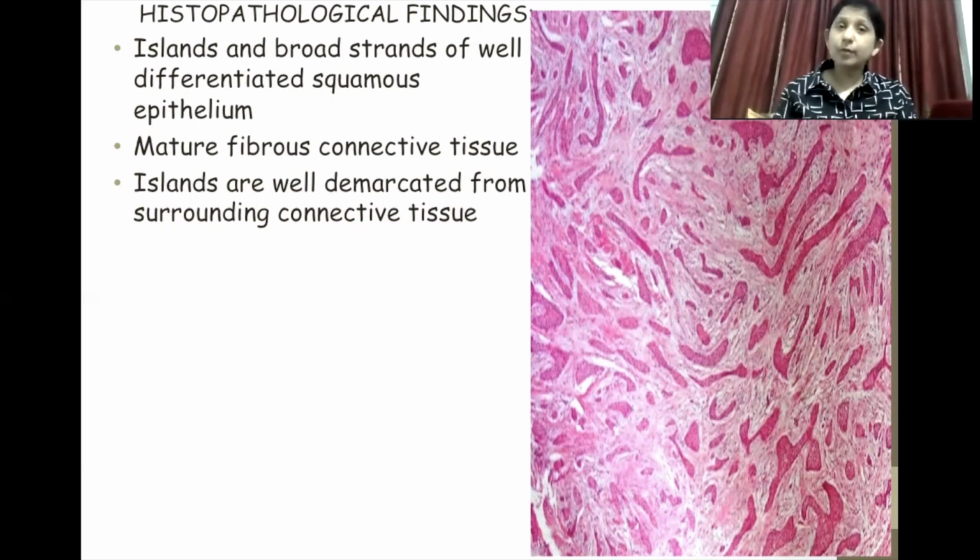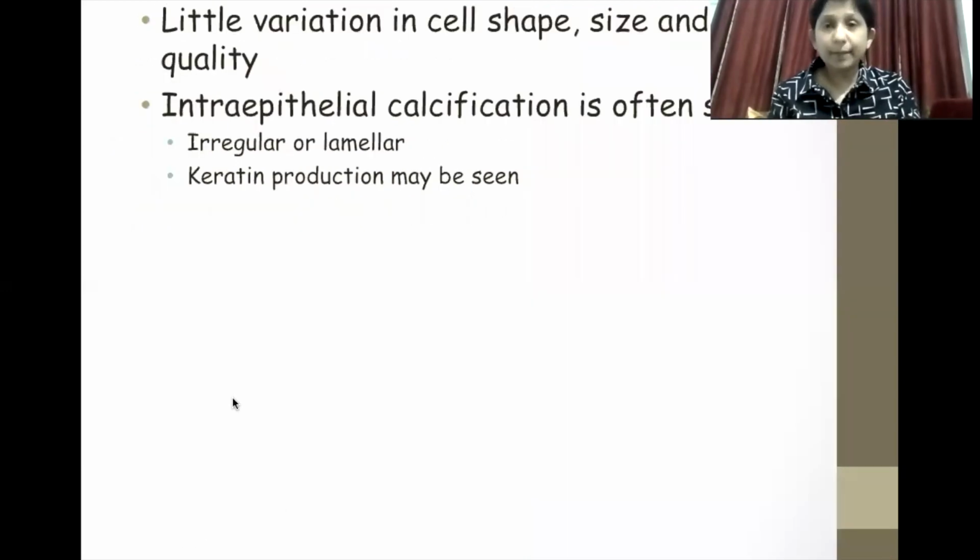Whereas in squamous cell carcinoma, it's a malignant tumor, so obviously it will show very prominent features of dysplasia with very high cellularity and mitotic figures. So that is the basic difference between those two lesions. So as you can see, you can appreciate the squamous islands in varying shapes and sizes, which are interspersed in a very mature fibrous stroma. So that's why we say that there's little variation. There's no variation in cell size and shape. They're uniform cells, but they're found in islands. Now, intraepithelial calcification sometimes can be seen, and sometimes keratin production can also be seen.